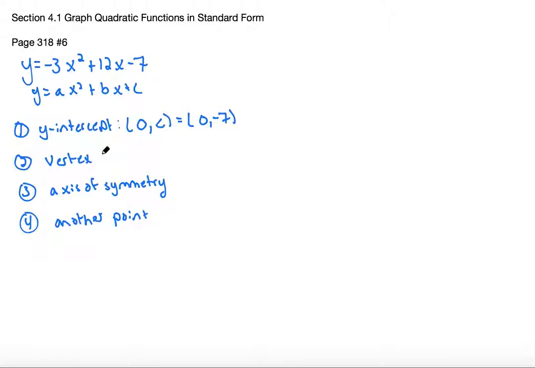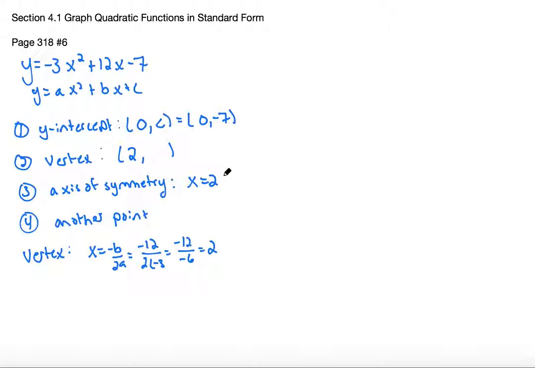Okay, so for the vertex and for the axis of symmetry, we need to go down here and do a little bit of side work. So in standard form, to find the vertex, you're going to use the equation x equals the opposite of b over 2a. So the opposite of b is going to be negative 12 over 2 times negative 3. So we have negative 12 over negative 6, which simplifies to positive 2. Now that gives us the x-coordinate of the vertex, and it gives us the equation for the axis of symmetry.